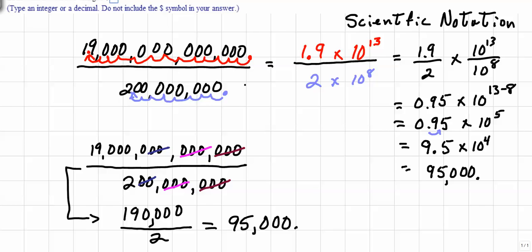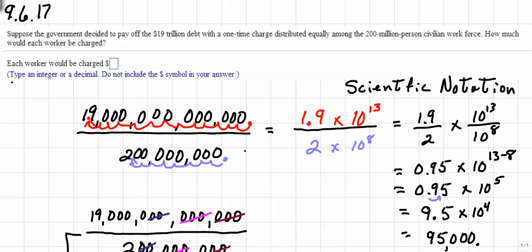And you'll notice that in MyMathLab, it says type an integer or a decimal. Do not include the dollar symbol in your answer. So in the answer field, I would simply type in 95,000. I don't necessarily have to put the comma in MyMathLab, but I can if I want to. Therefore, if the government decided to pay off the $19 trillion debt with a one-time charge distributed equally among the 200 million person civilian workforce, each worker would be charged $95,000.